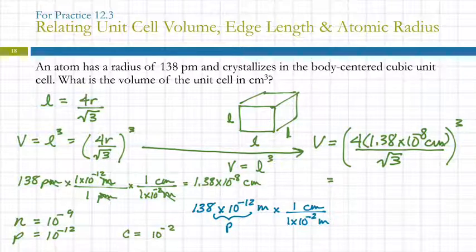1.06 times 10 to the minus 8. That doesn't seem quite right. No, that's better. 3.24 times 10 to the minus 23 cubic centimeters. That's an extremely small number.